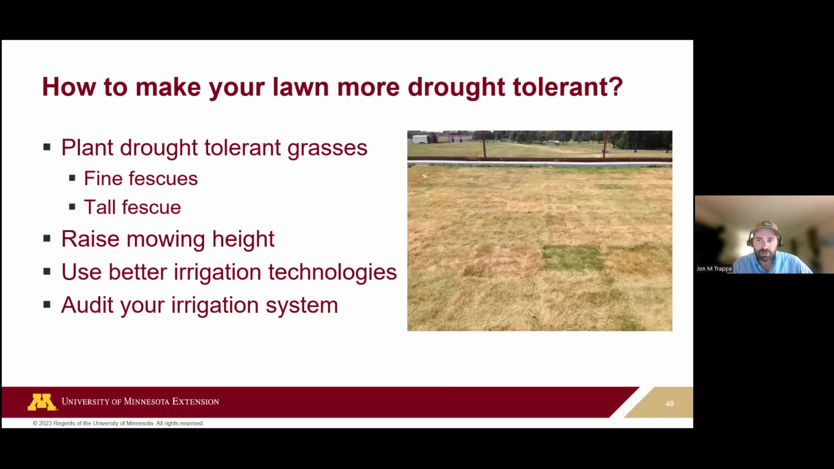If you're looking to make your lawn more drought tolerant, we recommend planting drought tolerant species like the fine fescues and tall fescue, raising your mowing height, like I mentioned before, and using better irrigation technologies if you do have an irrigation system. Now, in the state of Minnesota, all automated irrigation systems need to have a rainfall sensor.